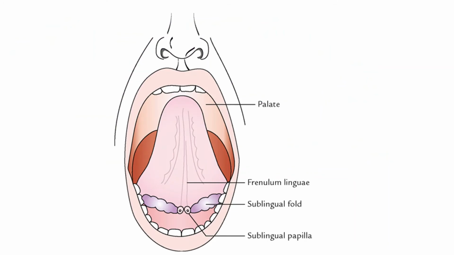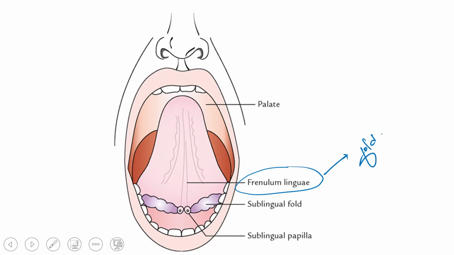Moving on to the inferior surface of the tongue. The inferior surface is covered by the mucous membrane and is devoid of papillae, and it is reflected onto the floor of the mouth. This inferior surface represents the following features. Number one is the frenulum linguae. The frenulum linguae is a fold of the mucous membrane which connects the inferior surface of the tongue with the floor of the mouth.